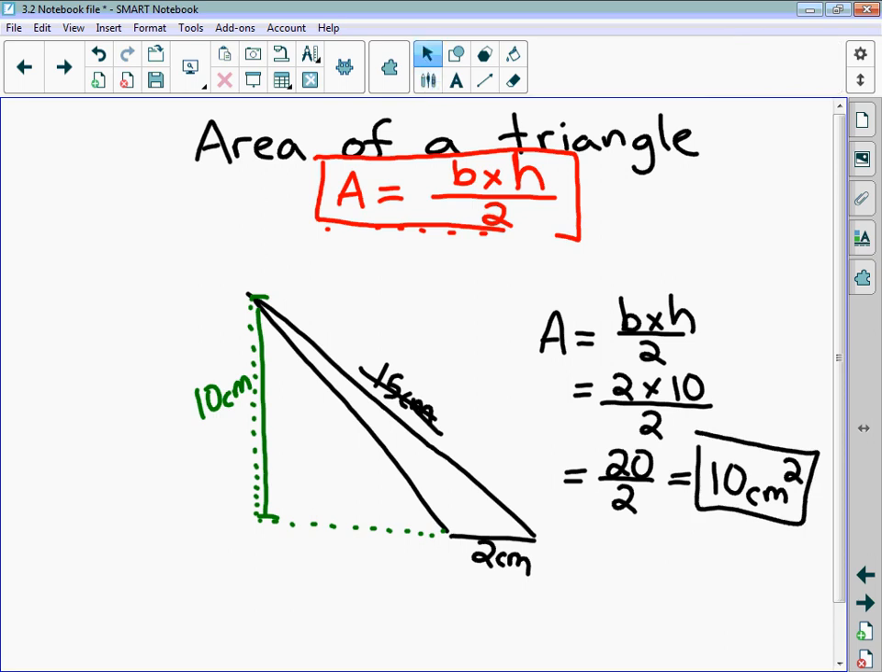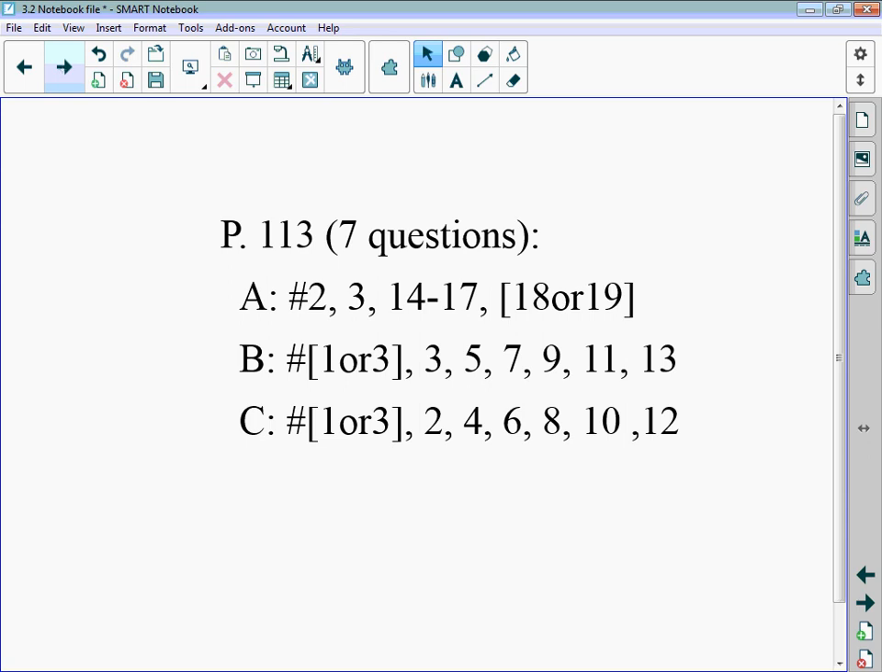Okay, and that's the basics of that. So the assignment that you are now going to work on is here. So page 113, you're just doing 7 questions. So either option A, B, or C.